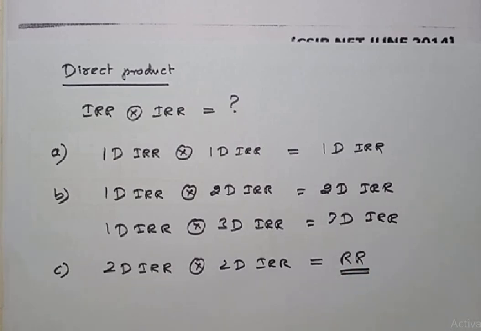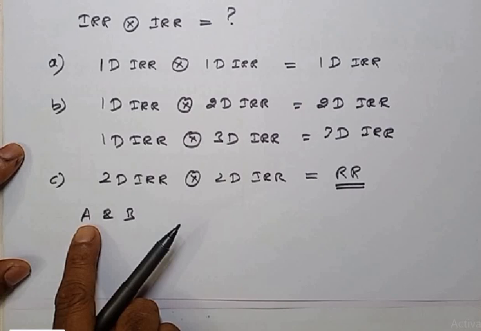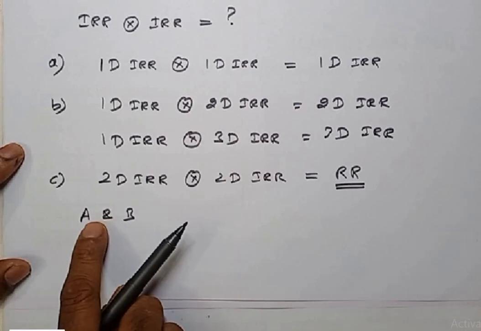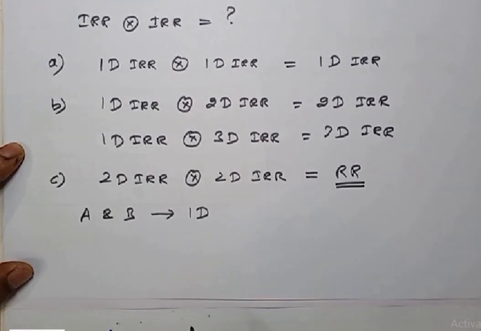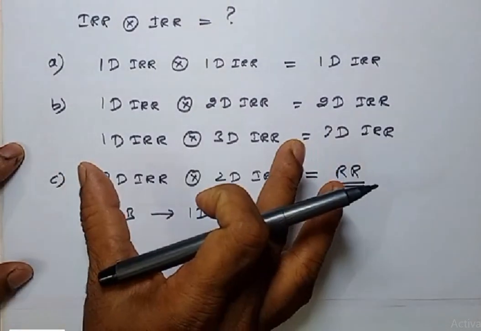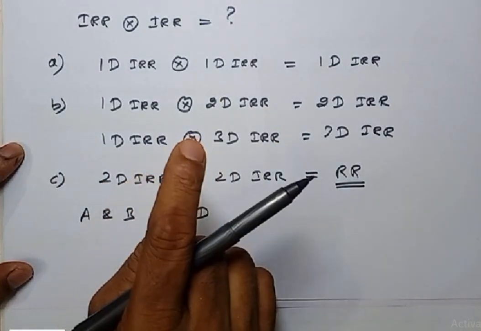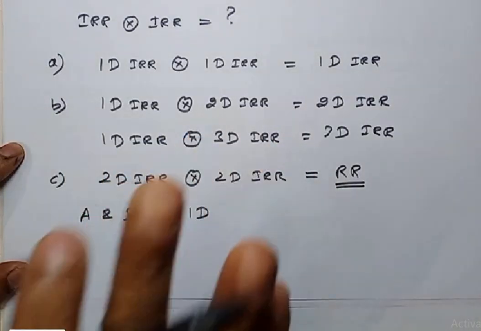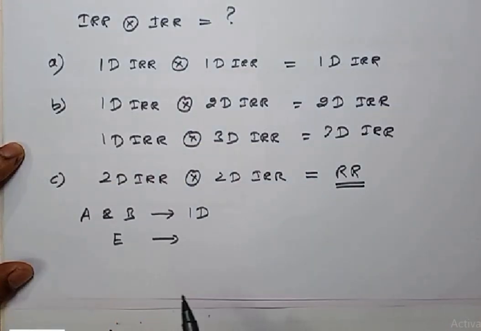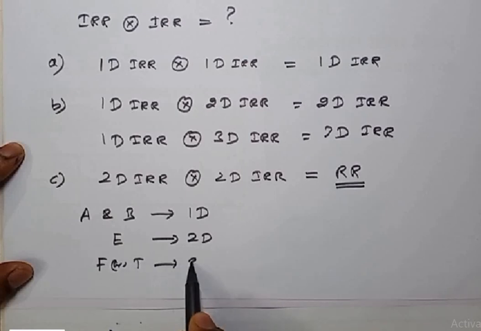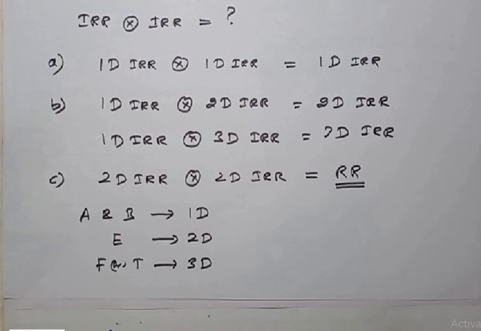Take note. If the irreducible representations are given as symbols A and B, we call them one-dimensional irreducible representations. In a character table, if you find symbol A or symbol B, then they are one-dimensional. If you see the E symbol, then it is called two-dimensional. If you see the F symbol, or in some books instead of F they give the T symbol, it is called a three-dimensional representation. Take note.